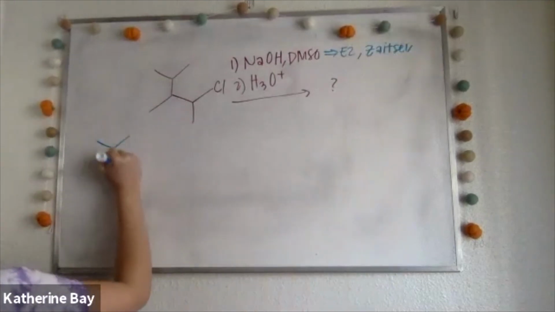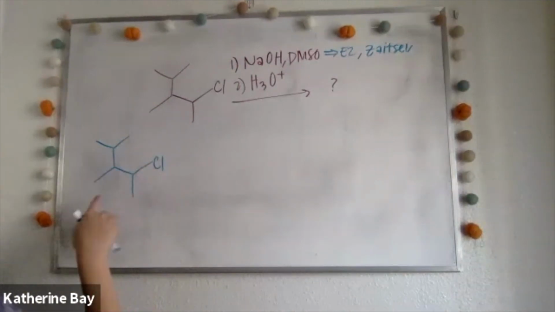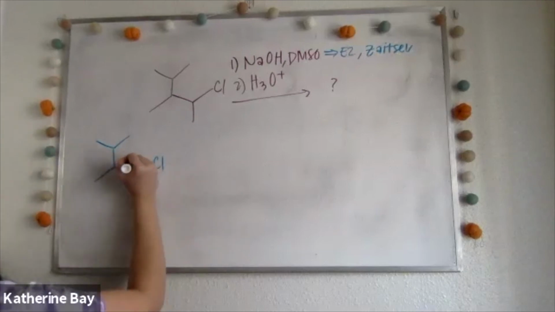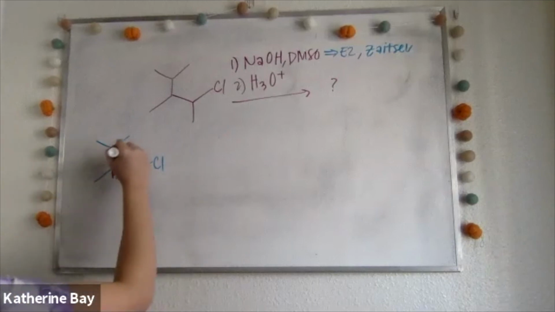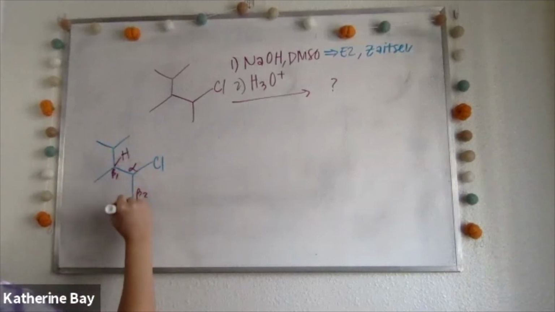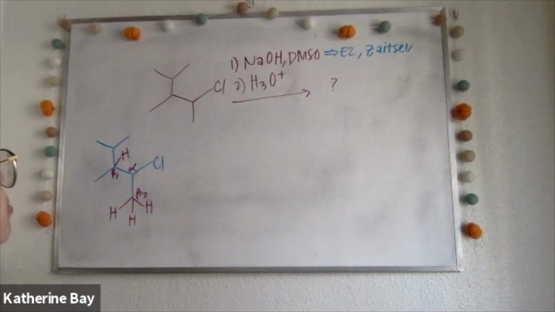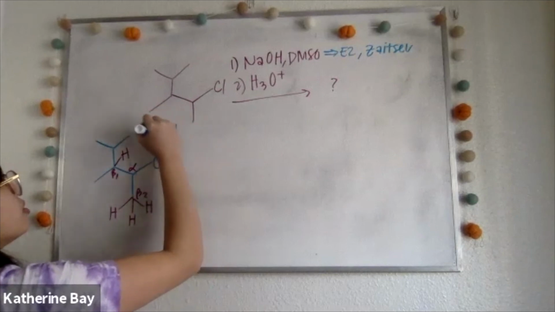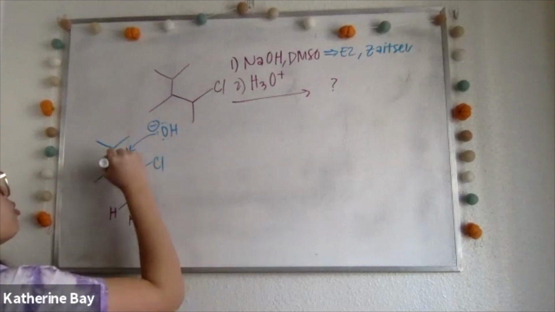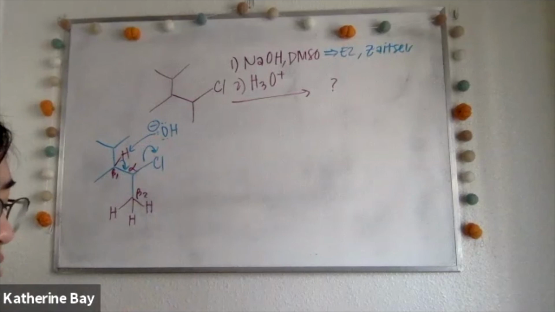So I'm just going to redraw our substrate here. So between the two beta carbons, if this is our alpha position, we have beta 1, beta 2. Beta 1 has fewer H's than beta 2. So we're going to want to deprotonate a hydrogen from the beta 1 position because that follows Zaitsev's rule. So our OH minus is going to come in, deprotonate that H, form a double bond between the alpha and beta carbons, and then chlorine's going to pop off.